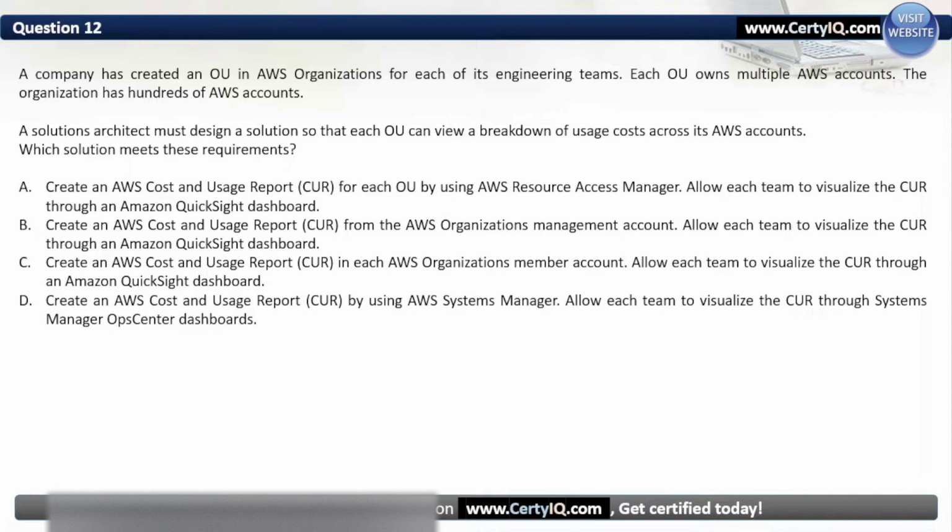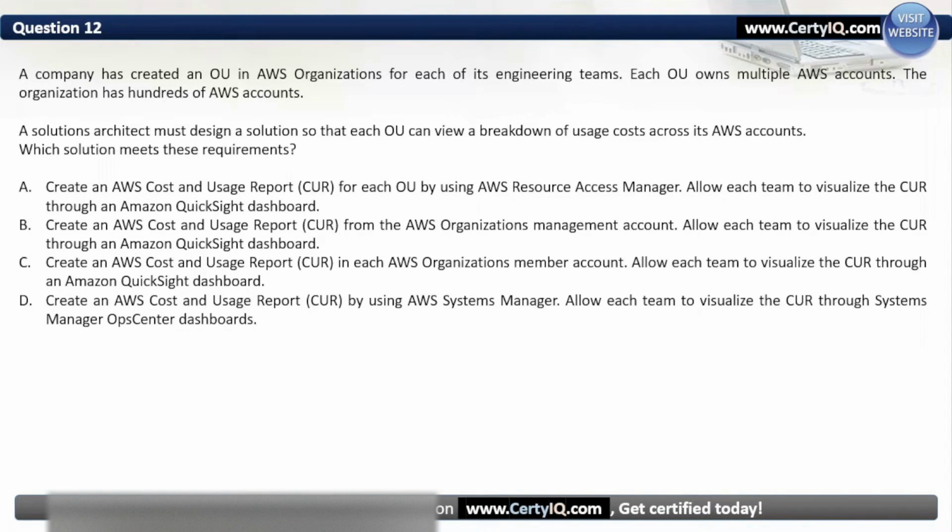Question 12. A company has created an OU in AWS Organizations for each of its engineering teams. Each OU owns multiple AWS accounts. The organization has hundreds of AWS accounts. A solutions architect must design a solution so that each OU can view a breakdown of usage costs across its AWS accounts. Which solution meets these requirements?